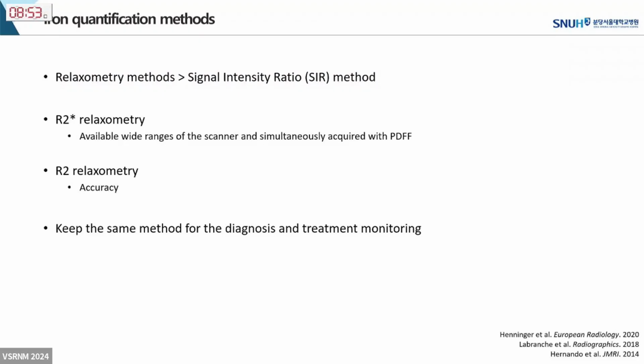R2 star relaxometry is preferred because it is available on a very wide range of scanners and simultaneously acquired with the PDFF. And R2 relaxometry has an advantage in its accuracy. But the important thing is that no matter which relaxometry you use, you keep the same method for diagnosing and following up with your patients.